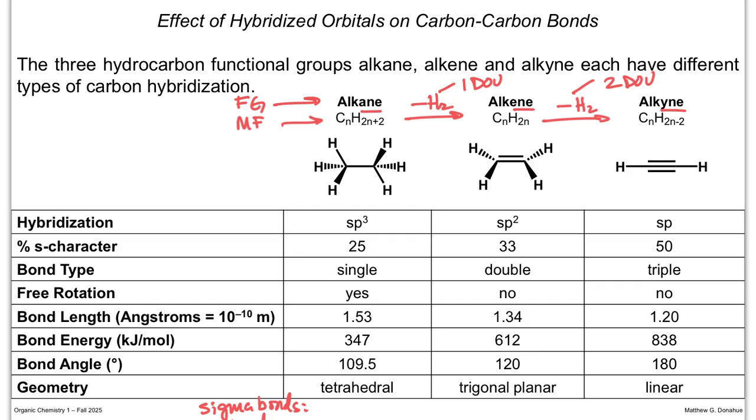So bond length. You'll see this weird looking A with a little circle on it. That's called an angstrom. An angstrom is just defined as 10 to the minus 10 meters. And you'll notice that as you go from the alkane to the alkene to the alkyne, the distance between the carbons decreases. The reason for that is you're putting more electron density between them, so they're more attracted, the bond length contracts.